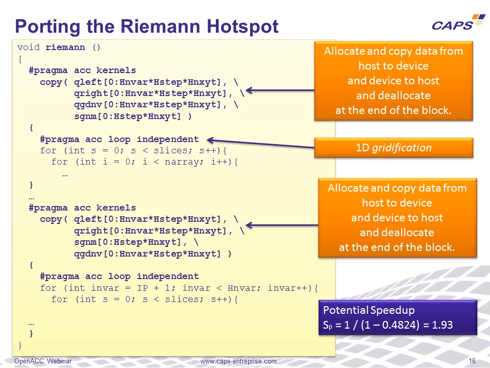The OpenACC loop independent directive indicates that the iterations of this loop are data-independent with respect to each other. It allows the compiler to generate code to execute the iterations in parallel with no synchronization. You may notice that the copy clauses are similar on both kernels regions. These will allocate, copy, and deallocate the same data two times, introducing useless operations. This will be optimized in the next step.